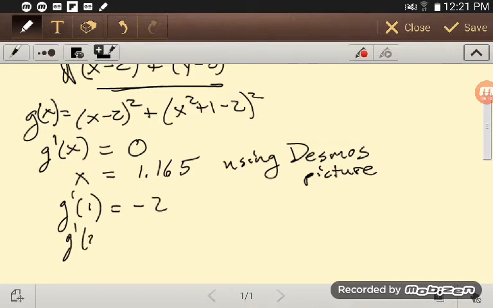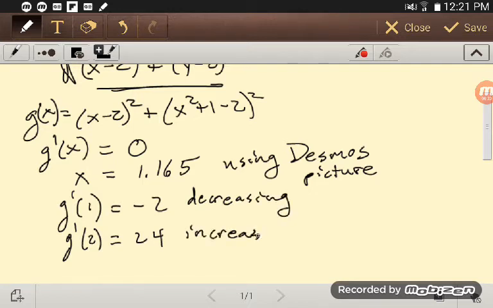G prime of 2 is equal to 24. So here you've got decreasing, increasing, and so now I know that is indeed a minimum at x equals 1.165, and again this is using Desmos. Now there's no picture needed here. You plug it in for Desmos and you get these numbers.